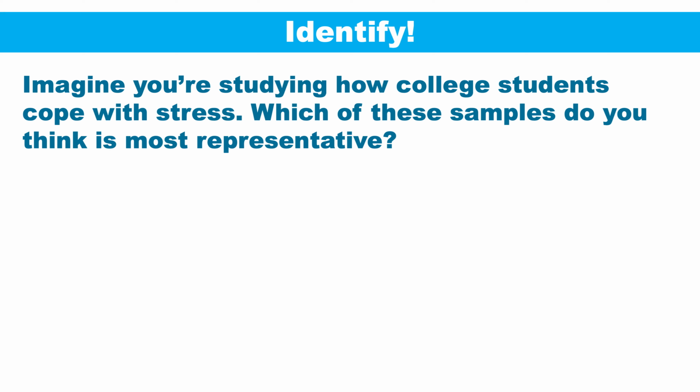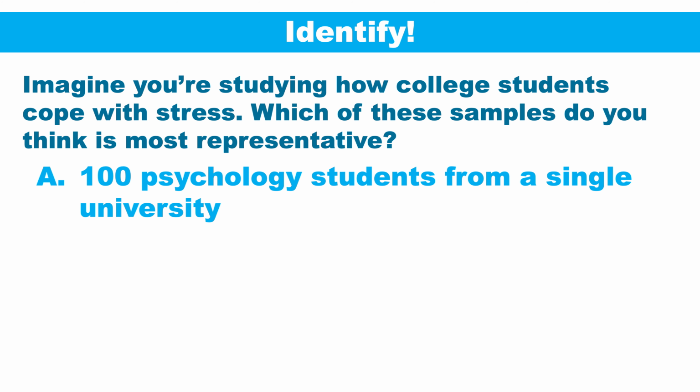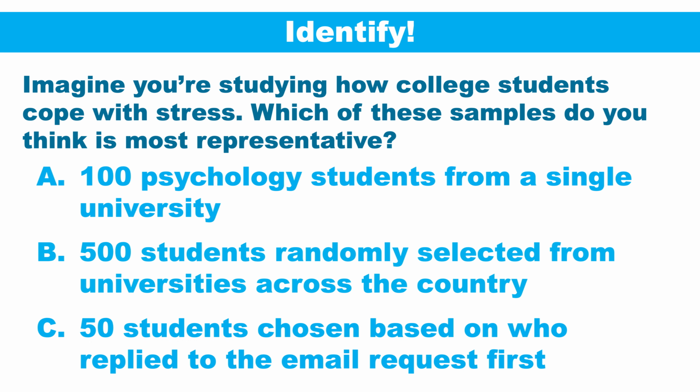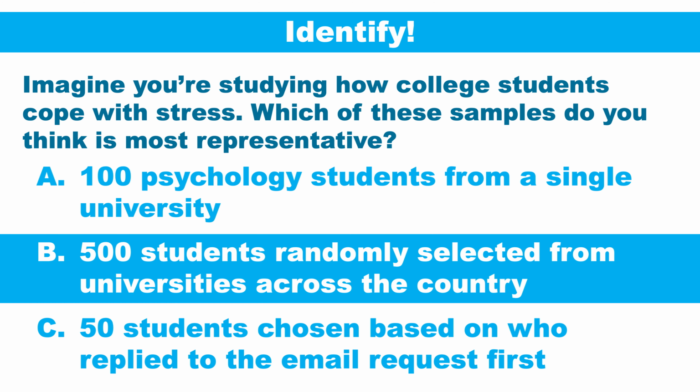Imagine you're studying how college students cope with stress. Which of these samples do you think is most representative? A, 100 psychology students from a single university. B, 500 students randomly selected from universities across the country. Or C, 50 students chosen based on who replies fastest to an email request. The answer would be B, 500 students randomly selected from universities across the country.